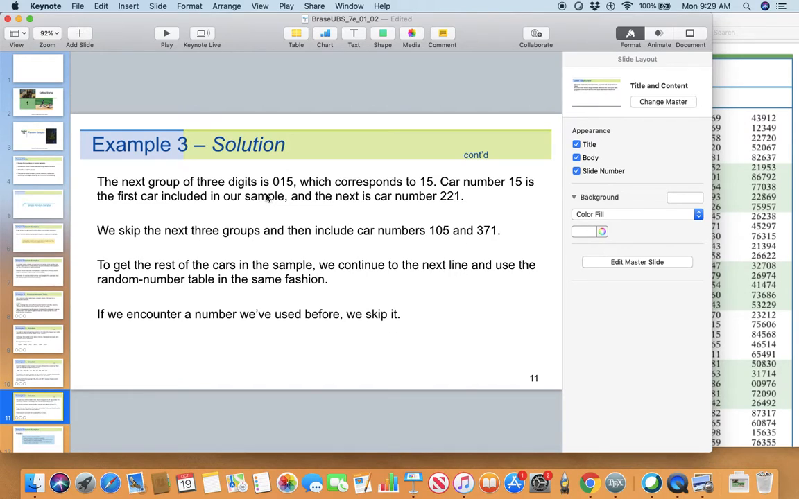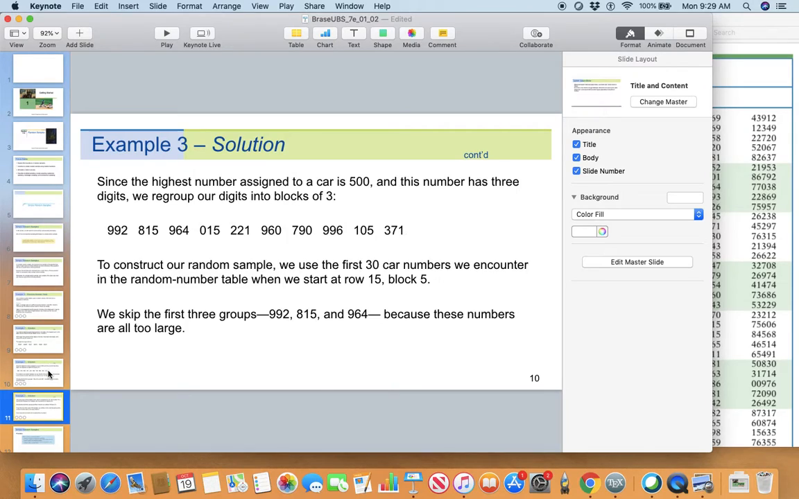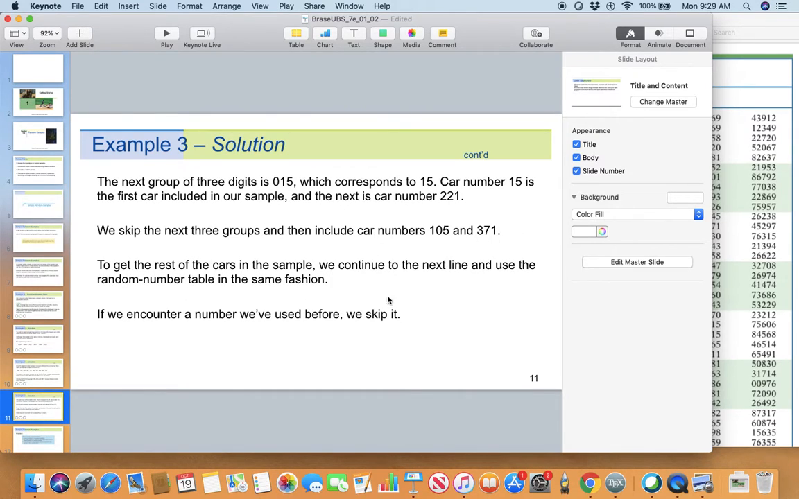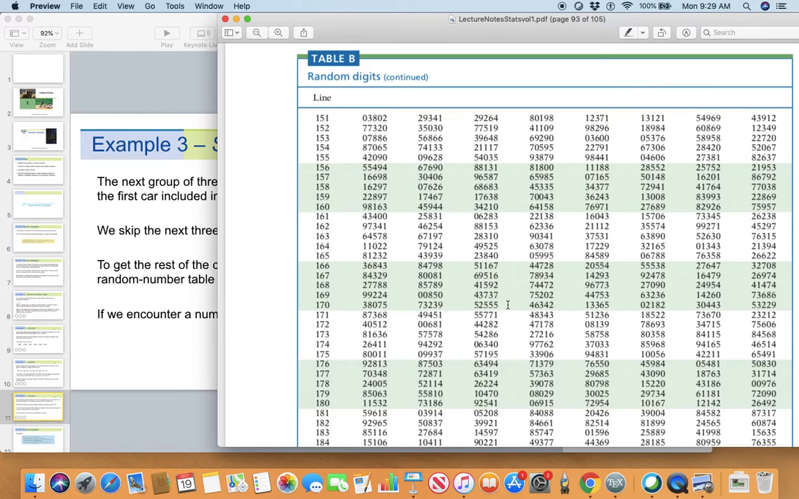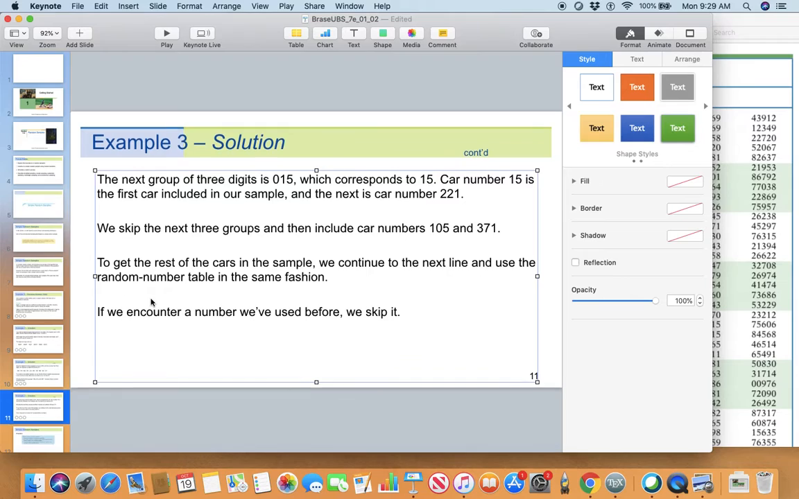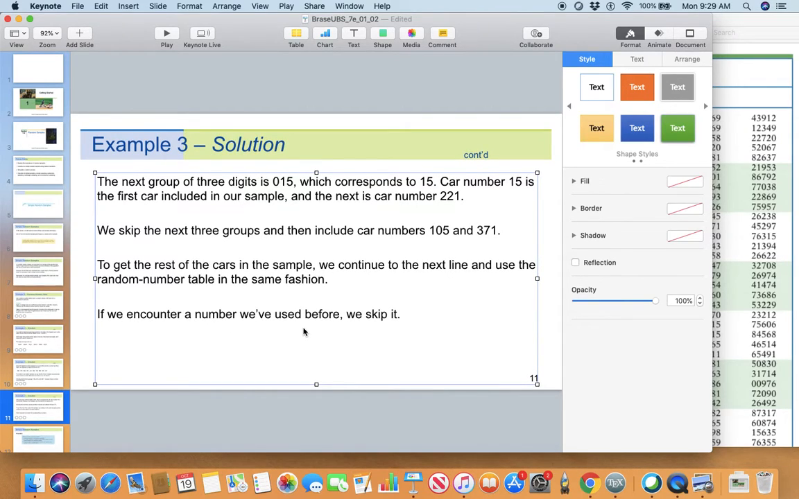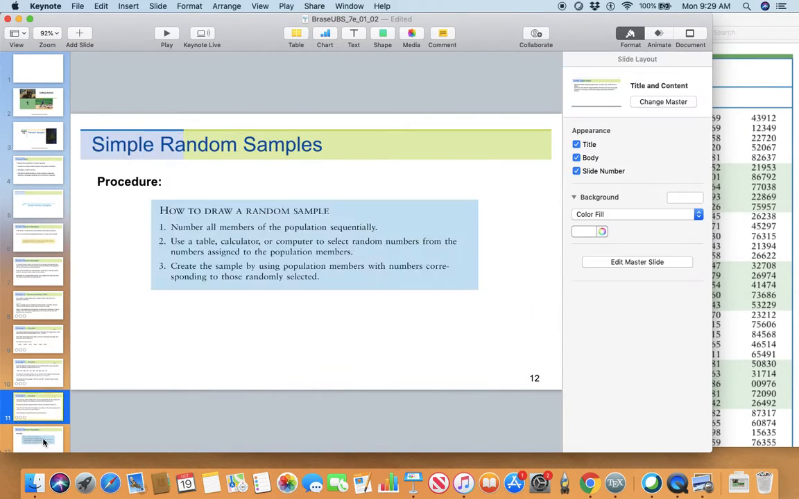Sorry. So you get 015, which is 15, right? Then 221, 105, 37. They are skipping something. Let's look at what they have skipped. This is okay. This is not okay. Not okay. Not okay. Why? Because they are beyond 500. And then go here and then go here. All right. And then continue. And how do you continue? Once you have reached the end, go to the next line and continue. All right. If we encounter a number we have used before, skip it.